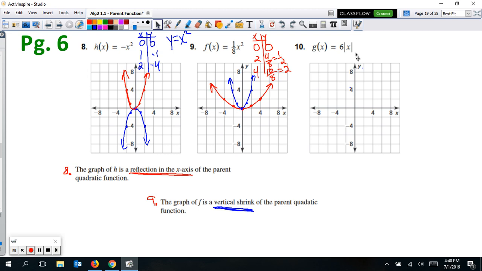Number 10, absolute value function. Remember, our absolute value function is y equals |x|. I'll give you a minute there. Go ahead and pause the video and draw this parent function on this graph.